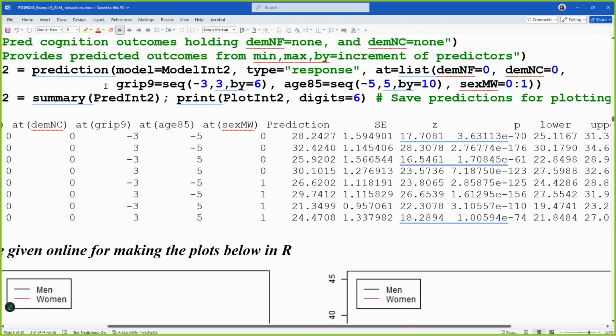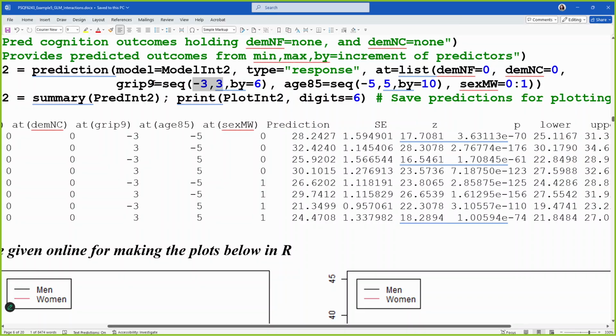So in this case, what I'm asking it to do, this is a function called prediction from a package with the same name, is generate predicted values for grip strength from -3 up to 3 in increments of 6. So just those two numbers. And why do you think I picked these values? Standard deviation. Yeah, they're roughly plus or minus 1 standard deviation as examples of low and high.